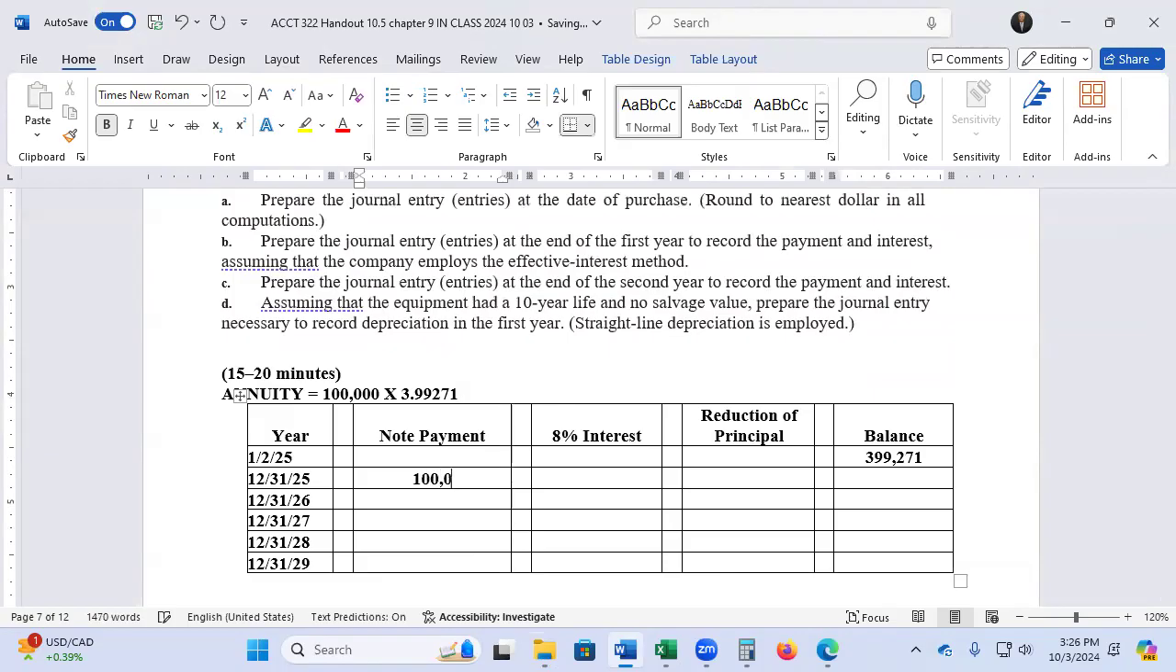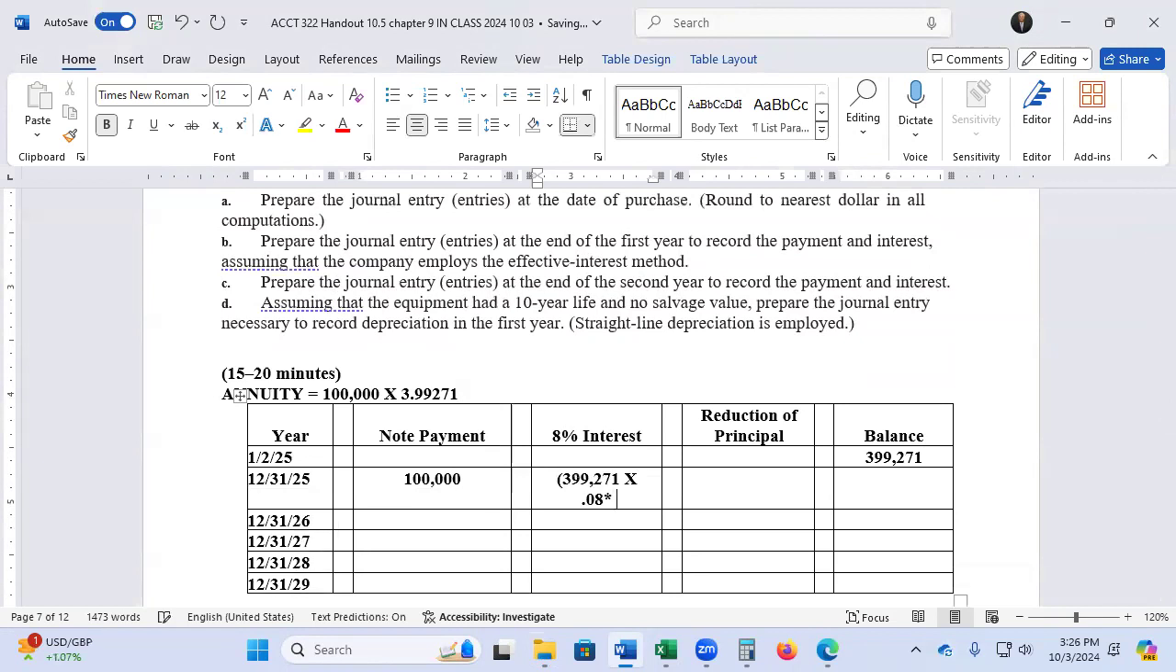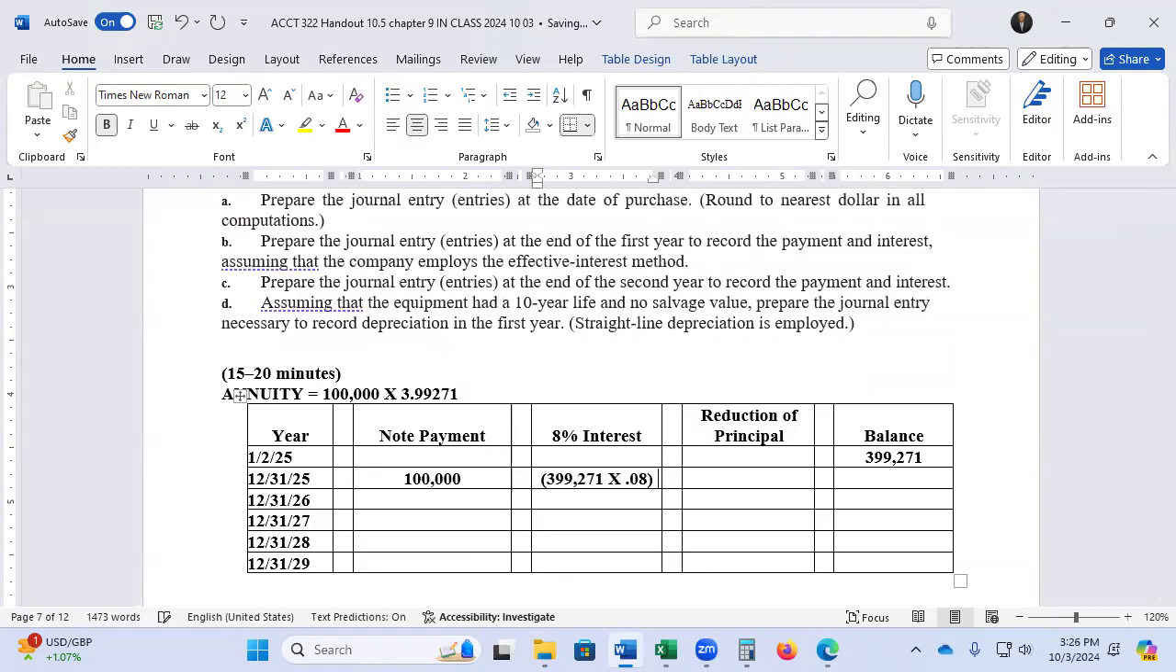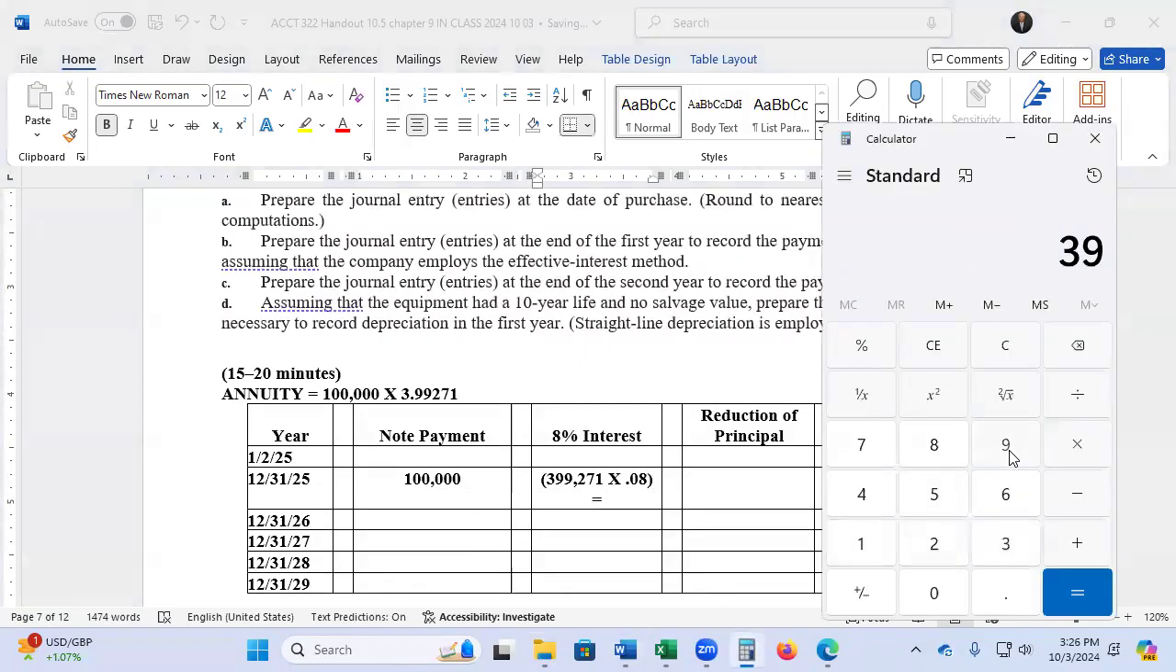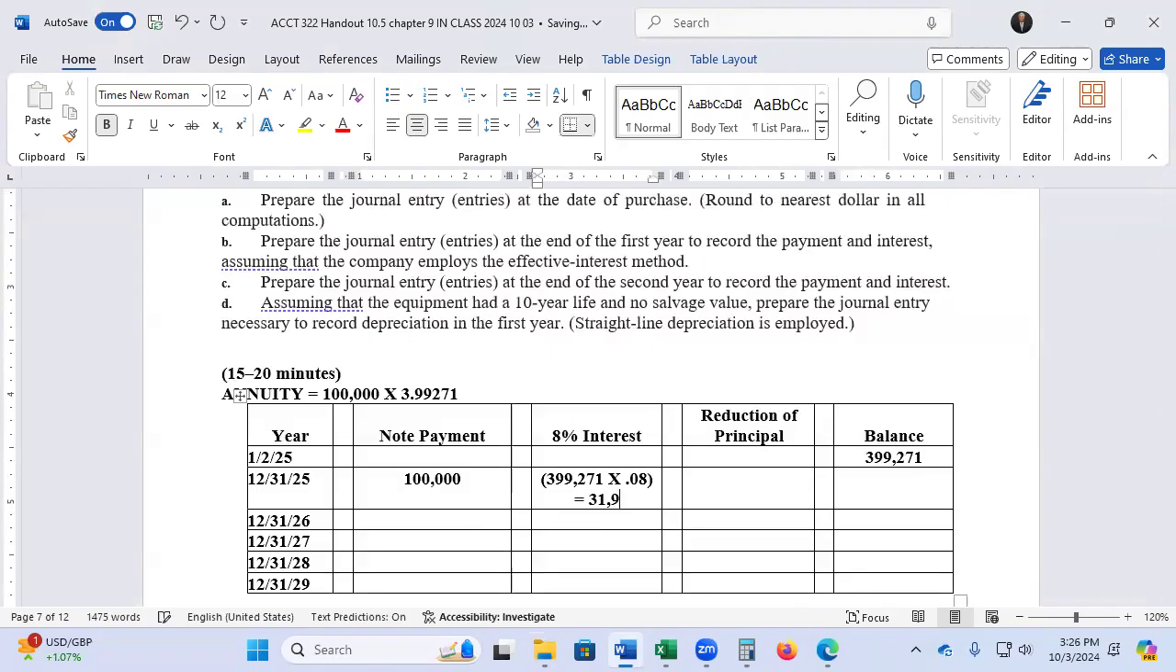Now we're going to make a note payment of 100,000, but we have to calculate 8% interest. And so that's 399,271 times 0.08. And that's going to equal 31, and we'll call it 942. So for us, that is going to be our interest, and it's also going to help us reduce our discount on that note that we offered.